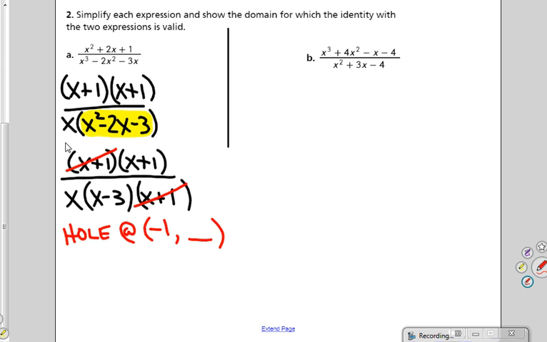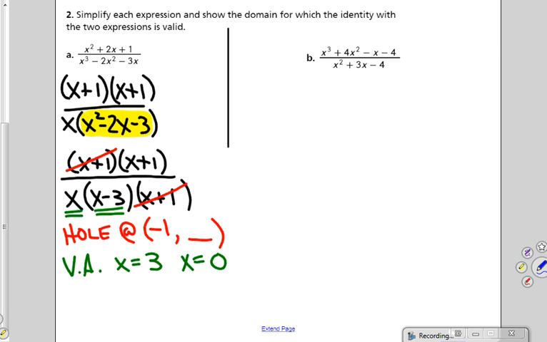Okay? In the denominator, we still have 2 factors that did not cancel, and that's where our vertical asymptotes will be. So there will be 2 vertical asymptotes. One at 3, because 3 minus 3 makes 0, and you can't divide by 0. Okay? And the other one, when you have a lonely x all by itself, the other asymptote is at 0. So 2 vertical asymptotes at 3 and 0.